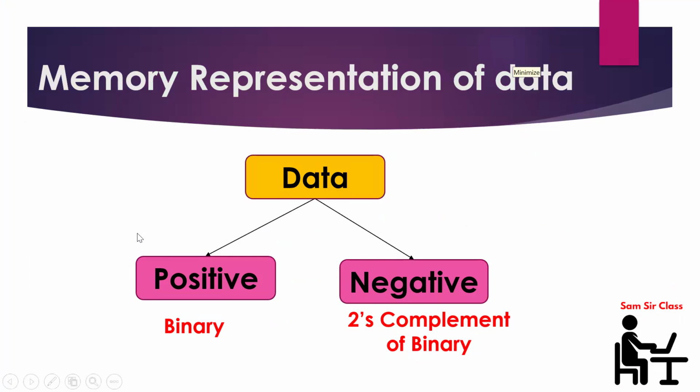So that means as per our discussion, data is of two types. One, the positive data, which will be stored by using binary format. The negative data, obviously binary data will be stored, but you have to find the 2s complement. Unless and until you are converting to 2s complement, that negative data cannot be stored in memory. Okay.